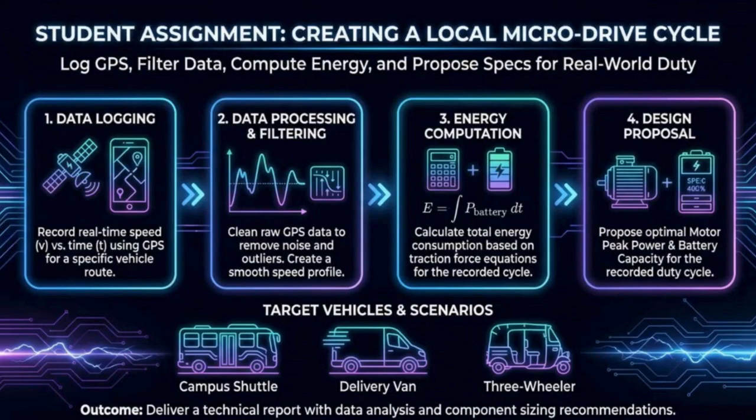Now it is your turn. Create your own local driving cycle. It could be a campus shuttle, a delivery van, or a three-wheeler. Record real GPS speed data over time. This gives you a speed vector, where v equals f of t. Filter the data to remove noise, then calculate acceleration. Acceleration equals delta v divided by delta t.